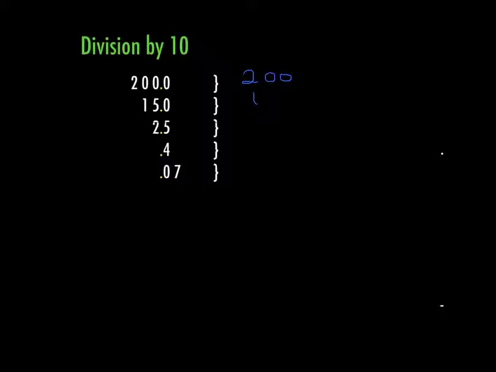215. I don't need to write the 0.0, because I don't need to write zeros at the end of decimals unless I'm specifically told to. We're not worried about that at the moment. 2.5. Now 0.4, you should never just write .4. It's a bit confusing when you're reading someone's maths book. So 0 always starts a number, and again we start with 0, 0.07. So all of those decimal places moved 1 to the left.